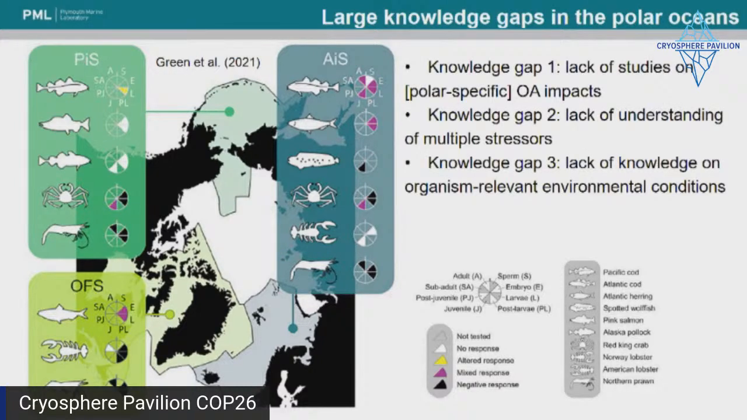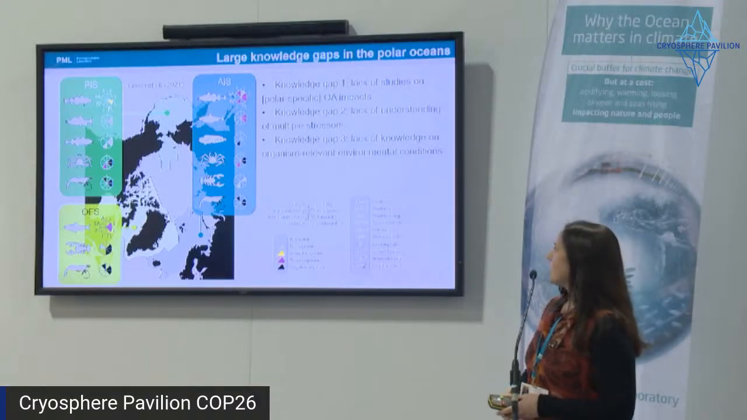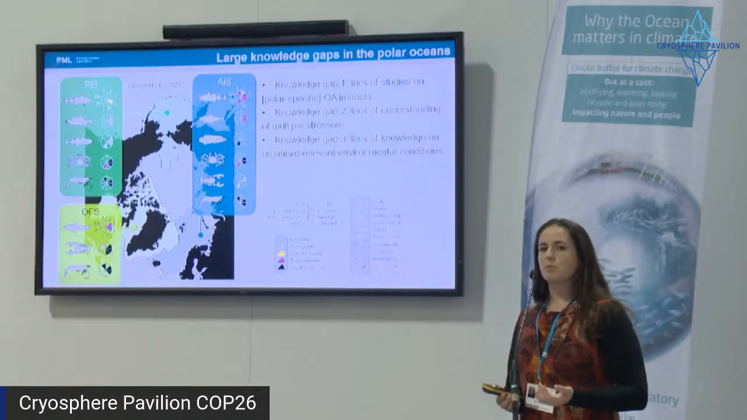She identified three knowledge gaps: the lack of studies on polar-specific species, or indeed, as we heard from Angus and previous speakers, the species that are going to be moving into these regions potentially; a lack of understanding of the multiple stressors; and a lack of knowledge of actually what these organisms are going to be experiencing.